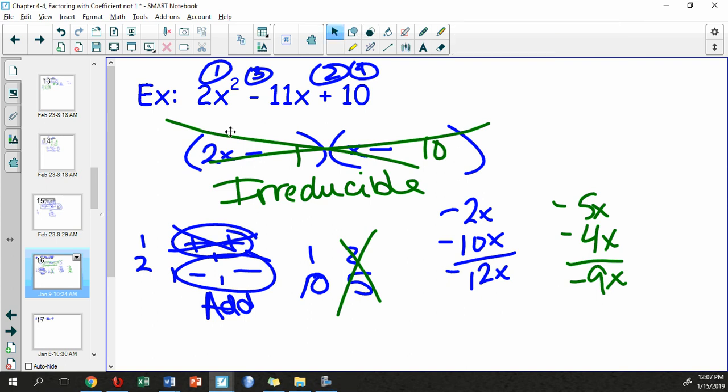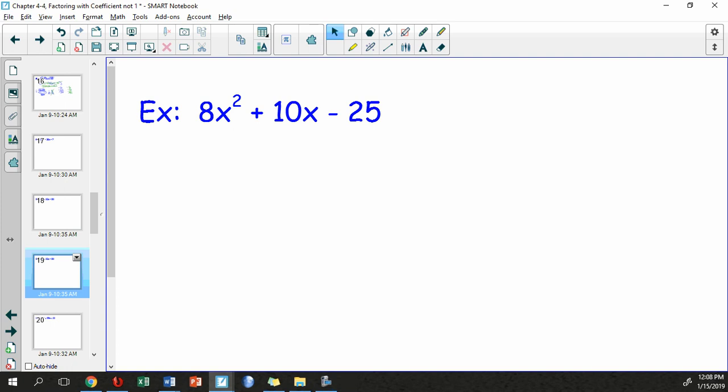All right. That brings us to the next example that I want to do, which is going to be on the next page, I think. We're going to do 8x squared plus 10x minus 25. I'm sorry. And I'm going to tell you, I am not doing this by the AC method. You know why? 8 times 25. That's 200. There's a ton of factors of 200. Do I want to type that into my calculator, into my computer?